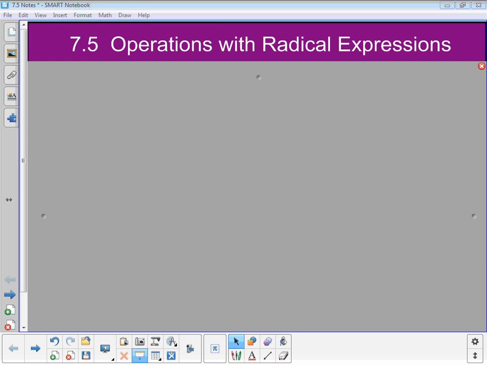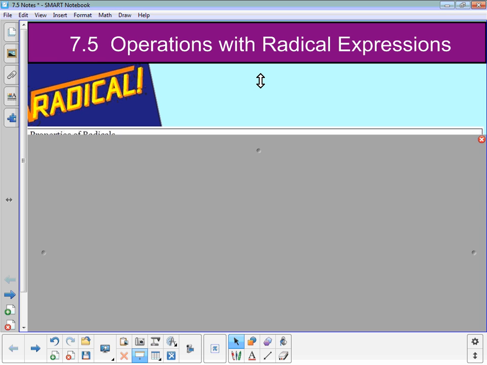We're taking a look at 7.5 today. We're talking about operations with radical expressions. We're going to take a look at a couple properties that we have with radicals. The first one is the product property.